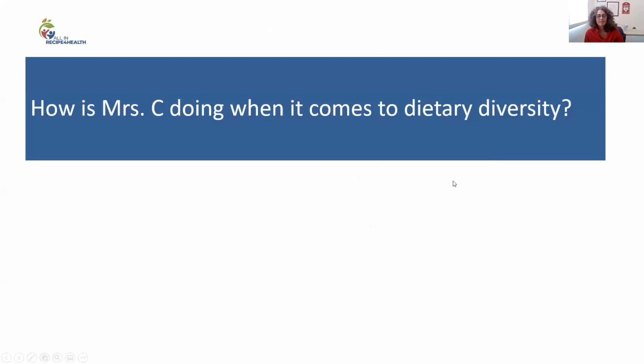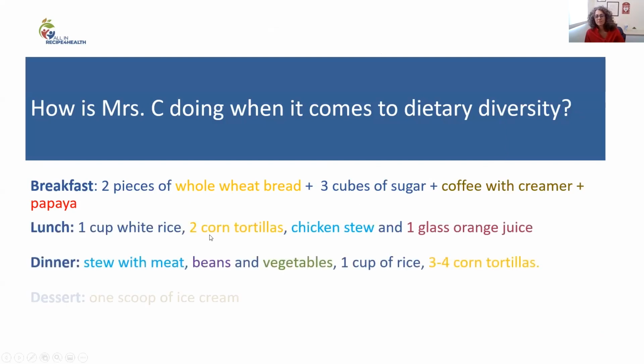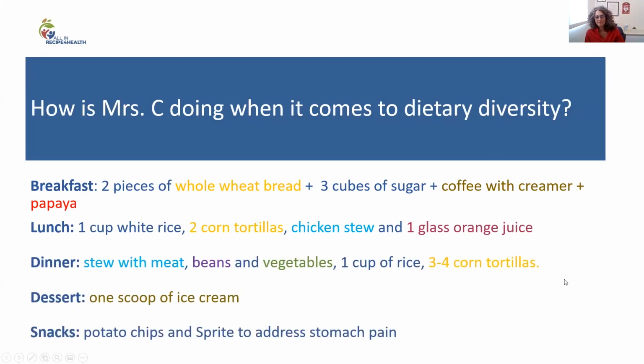So let's look at Mrs. C. Remember, we did that 24-hour dietary recall on her. If you can just give it all to us, Stephen, what you can see, and I did the different food groups by different colors. So the whole grains, remember, that's one of them, and she's having corn tortillas and whole wheat bread. The dairy being another one, so the creamer in the coffee and the scoop of ice cream. The fruits being her glass of orange juice, the vegetables being another one, and then the meats in the chicken stew being another one. And the papaya also being part of the fruit.